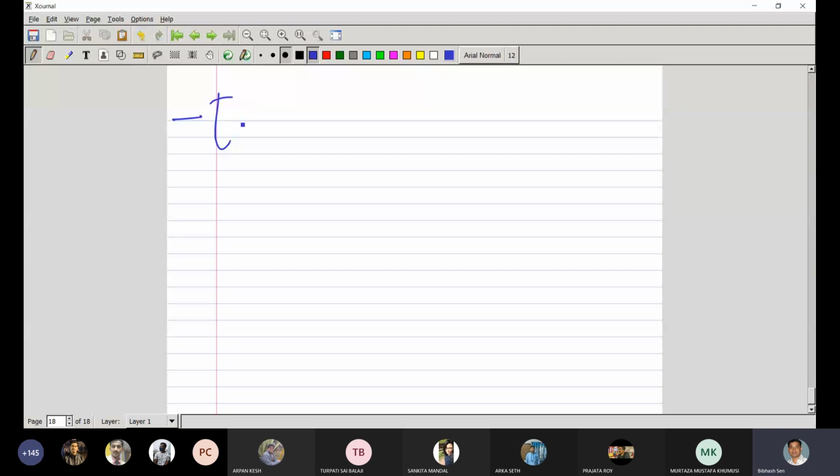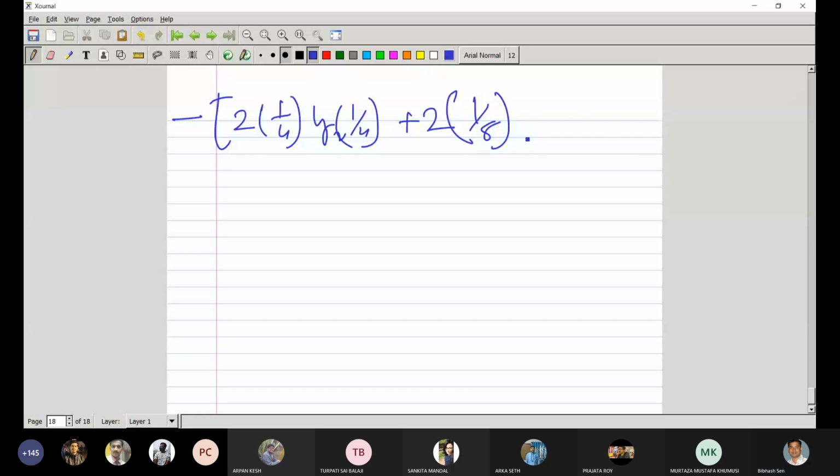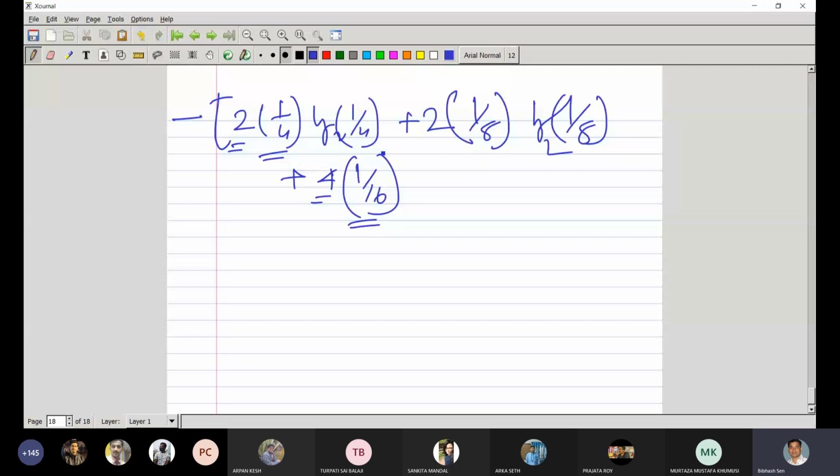I can apply minus the frequencies: 1 by 4 log 2 1 by 4, for 2 instructions having 1 by 4, plus again 2 with the length 1 by 8. Is it clear? Log 2 1 by 8. There are huge proofs. I am not going for this proof, I am just trying to solve it. Plus 4 into 1 by 16. 4 symbols are there having 1 by 16 probability. 2 instructions there having 1 by 4 and 2 instructions having 1 by 8.